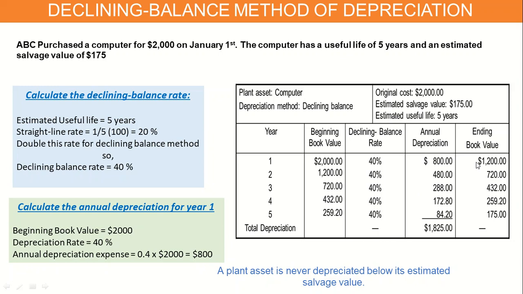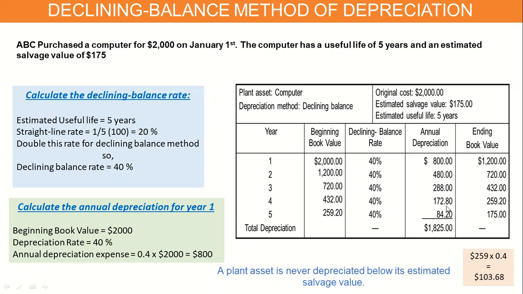$84, and that ending book value for year 1 will be the beginning book value for year 2, and the process continues the same. But there is a concept here, because 40% of 259 is not 84. The 40% of 432 is 172, the 40% of 720 is 288, that is okay. But the 40% of 259 is not 84, it is $103. But why did we write it as $84?